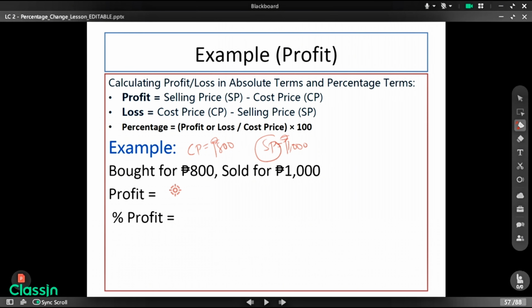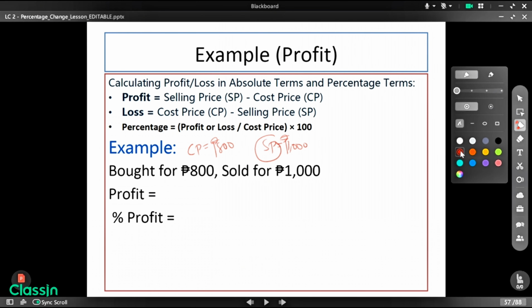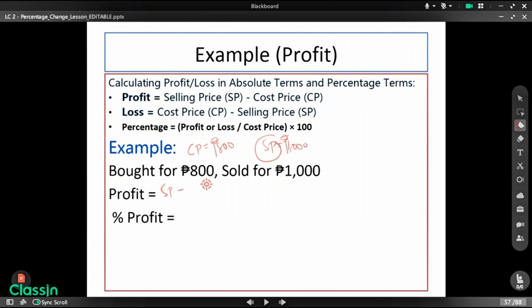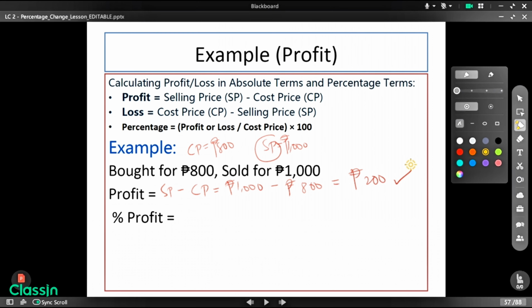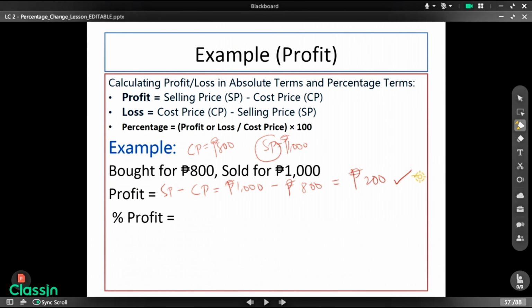So let's get the profit. It will become selling price minus cost price. So this is 1000 pesos minus 800. The answer is 200. You will gain a profit of 200 pesos. And this is the absolute term.